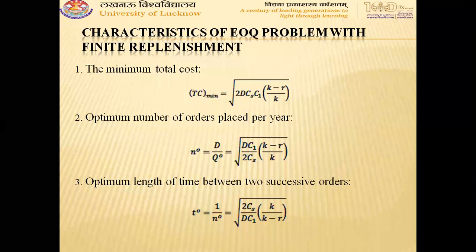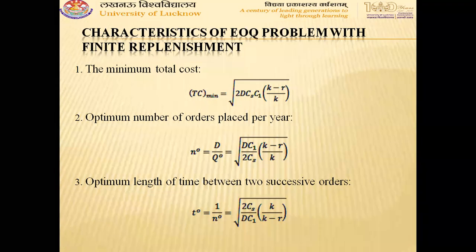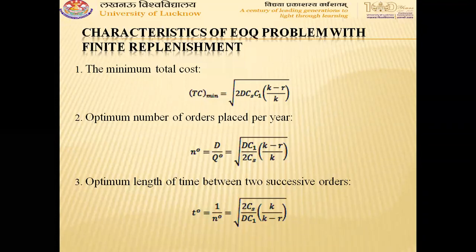And the optimum duration of one production run, or you can say the optimum length of time between placing two successive orders, t naught, will be the inverse of the number of orders per year, that is 1 upon n naught. So it will give t naught equals root 2 Cs k upon dc1 into k minus r.